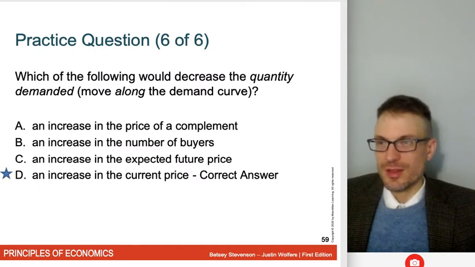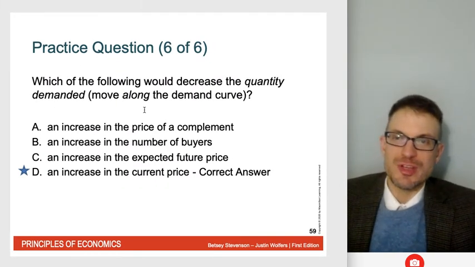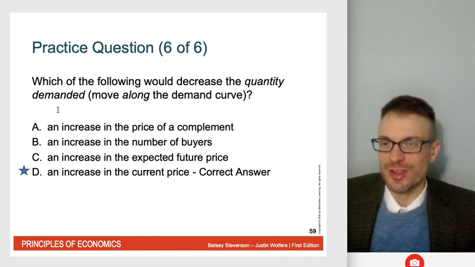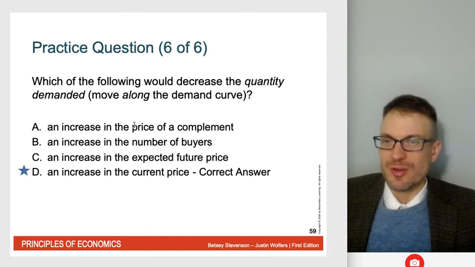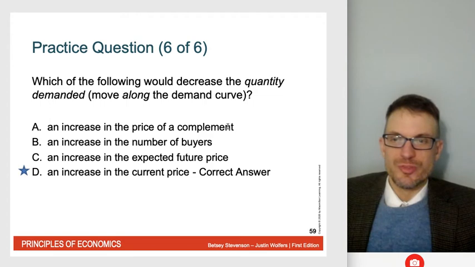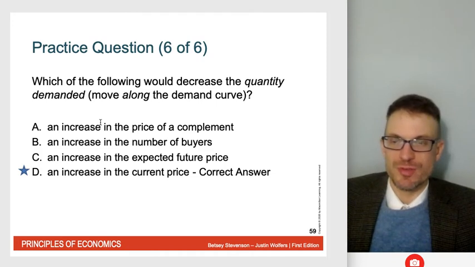And then the last question: which of the following would decrease the quantity demanded? Which would decrease the quantity demanded, an increase in price? Don't even need to look at the choices. An increase in the price of a complement, nope, that'll shift. A complement is a good used with the good under consideration. It will decrease the quantity demanded of the complement, so this will decrease the demand of the good under consideration. That'd be a leftward shift of the demand curve.